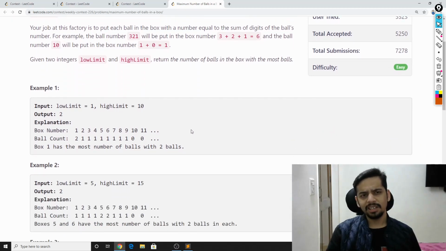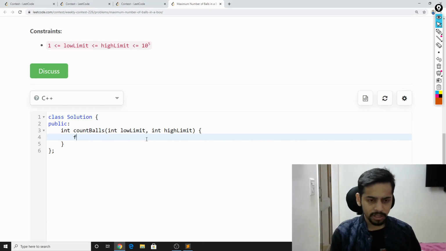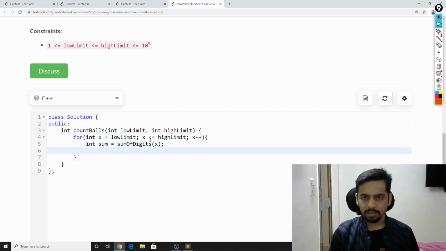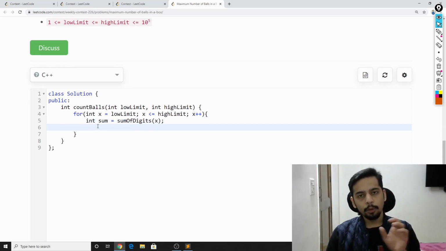Okay, that looks simple. What I can do is iterate over all the balls, starting from low limit to high limit. And for every ball, I'll find out the sum of digits of that particular ball. So sum is equal to the sum of digits of this particular x. And I will put this ball in the box with this given sum, right?